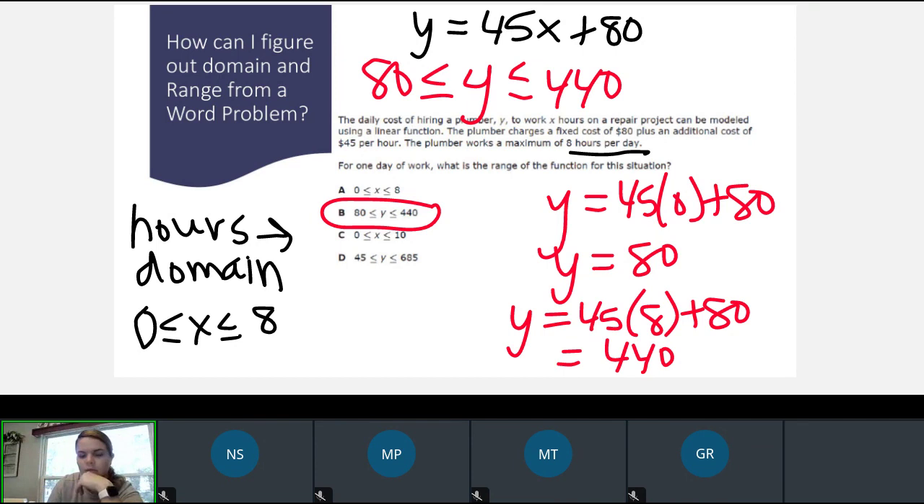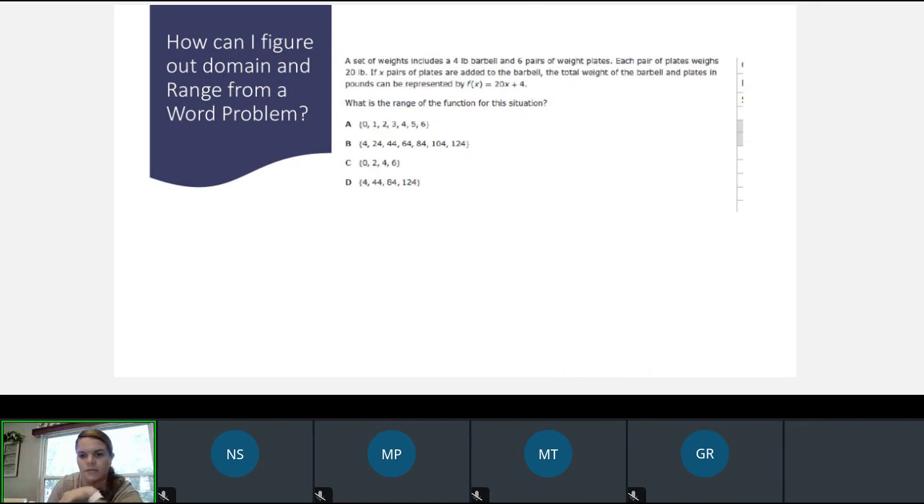All right, so I'm going to go ahead and put up another problem. This is the last multiple choice one that we do for the word problems for linear. So again, this is asking for the range. It already gives you the function here.